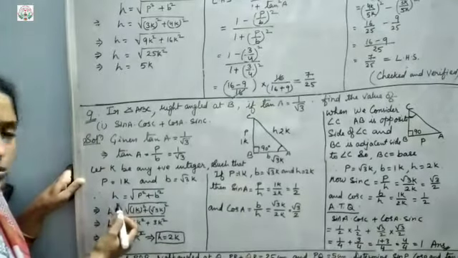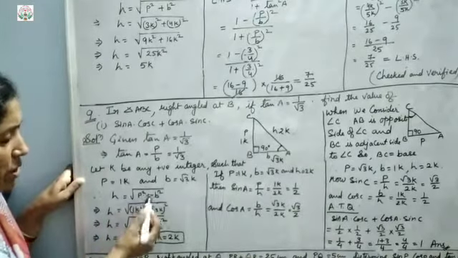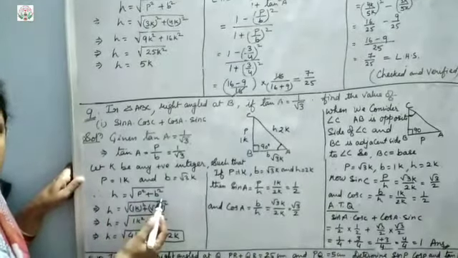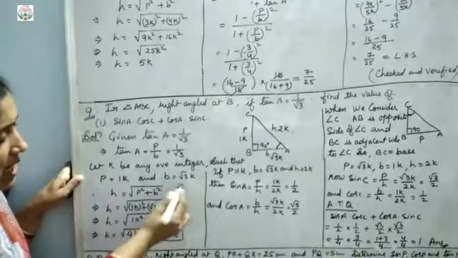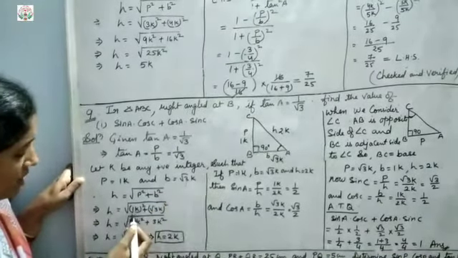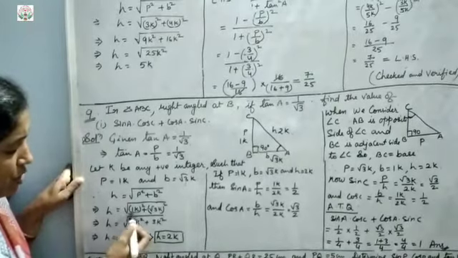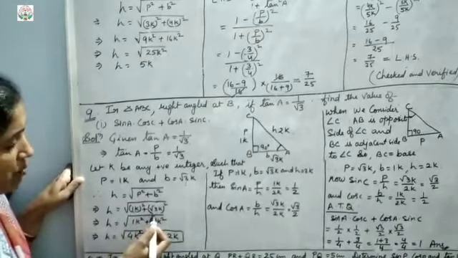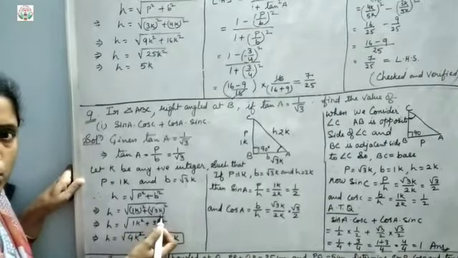So the hypotenuse H equals what? Square root of P square plus B square. Now put the value of P and B from here. So what will you get? That is H equals square root of (1K) whole square plus (root 3 K) whole square.